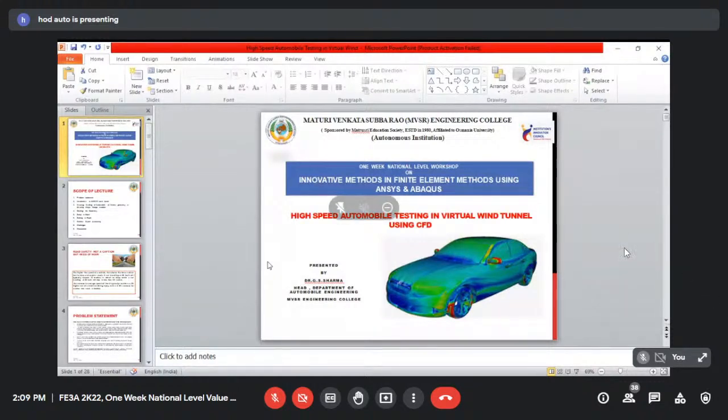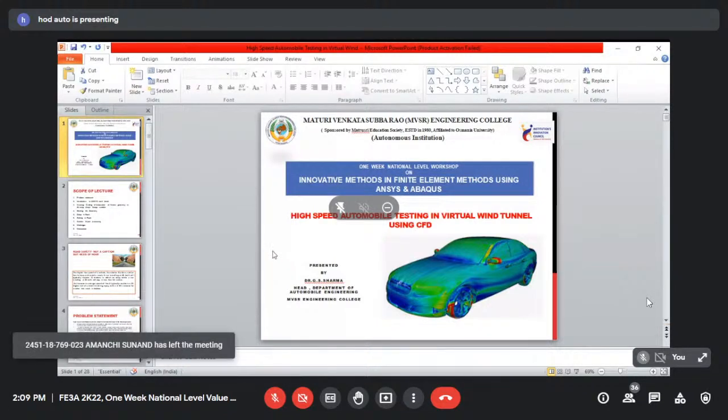But over a period of time, maybe the last 15 years, it has exponentially grown into a very commercial software used for computational fluid dynamics. In fact, there is another open source software by name OpenFOAM. OpenFOAM is open source software which you can directly use for your CFD analysis.